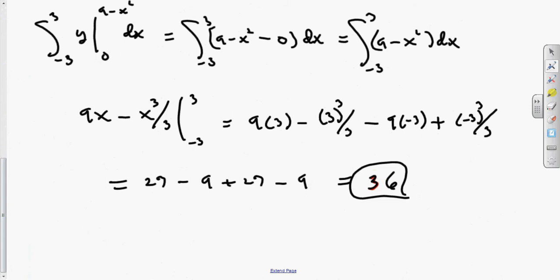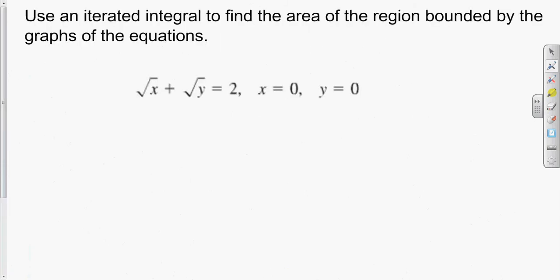Let's look at another one. Now, I like this problem here because this guy makes you think. Again, use the integrated integral to find the area of the region bounded by the graphs of the equations.